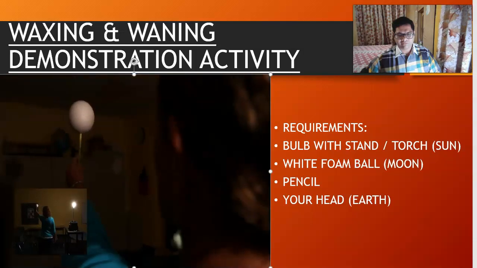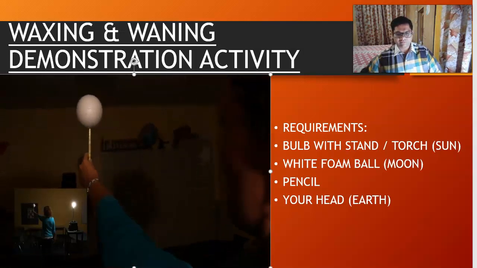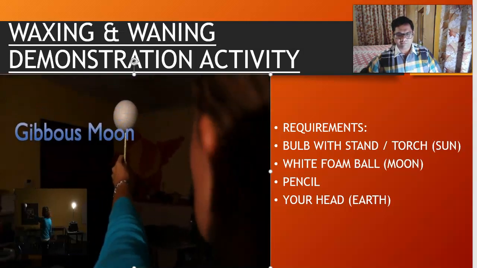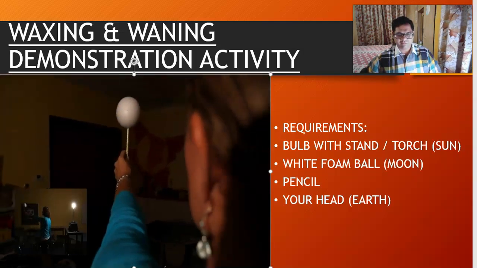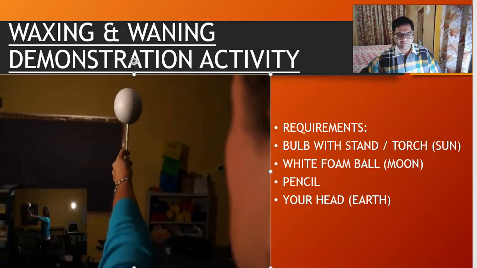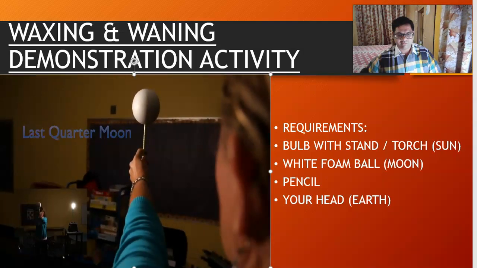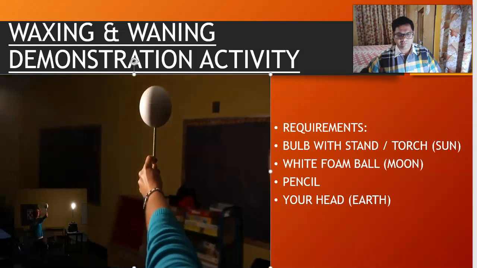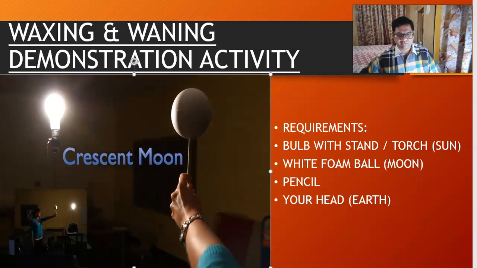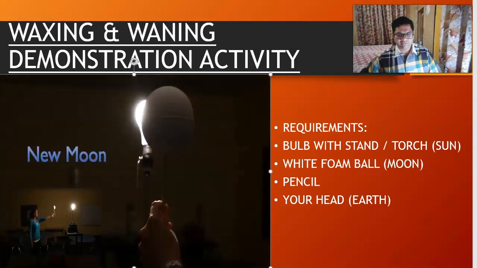As the moon continues in its orbit, we begin to see less and less of that lighted side. We're back to a gibbous moon, but this time the light is on the opposite side. Then another quarter moon, last quarter moon to be exact. Another crescent, and finally back to new moon. And the cycle begins again.